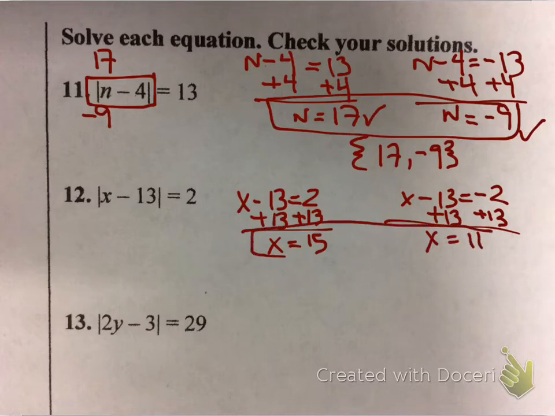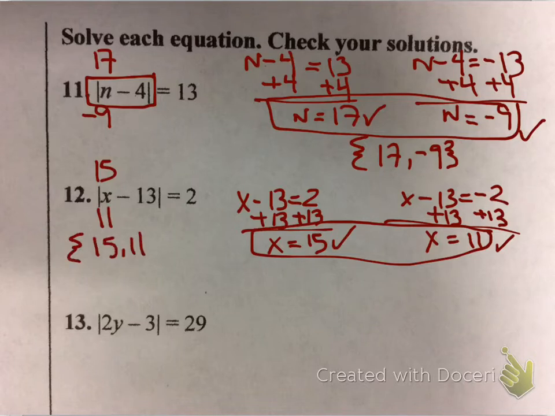So I can see here both numbers are these answers. If I put it in here, 15 minus 13 is 2, so that checks. 11 minus 13 is negative 2, but the absolute value of that is 2, so those check. So again, my final answers are 15 and 11, and I don't care what order they're in. Maybe in the multiple choice they do, I don't care.